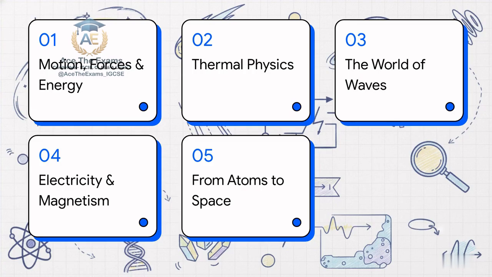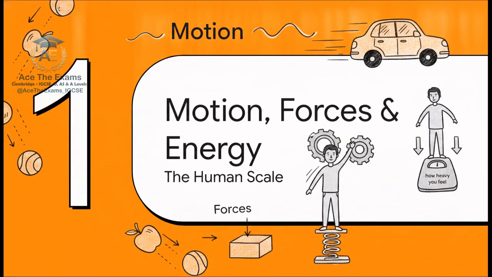Okay, let's dive into this. Here is our roadmap for today. We're going to journey through 5 key areas: motion, forces and energy, thermal physics, the world of waves, electricity and magnetism, and finally, from atoms to space. Section 1, motion, forces, and energy. This is physics on the human scale.